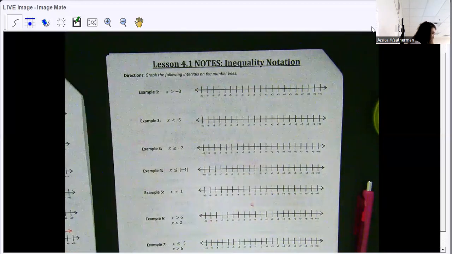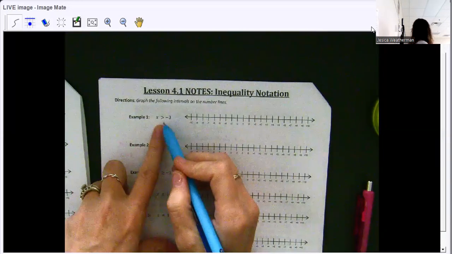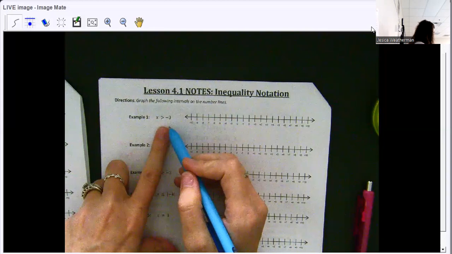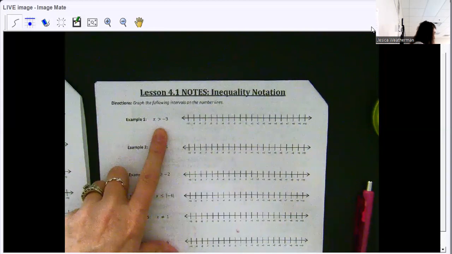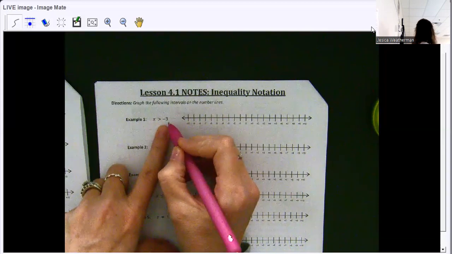Okay. So let's look at example 1. Example 1 has x is greater than -3. So what we're going to do on this is we're going to put a circle above -3. Is it going to be open or closed?